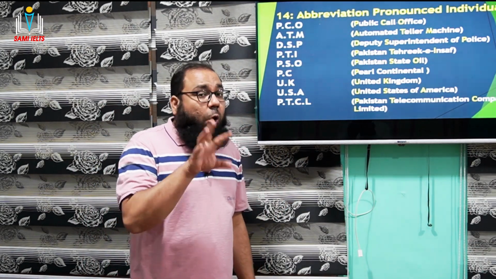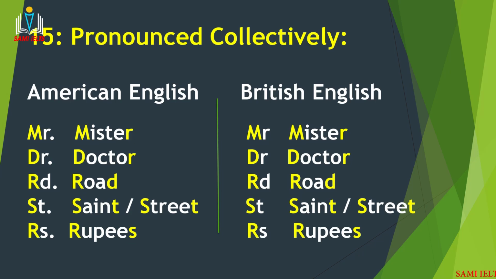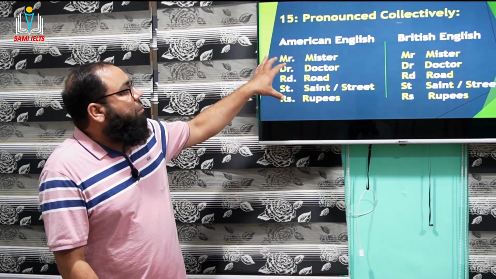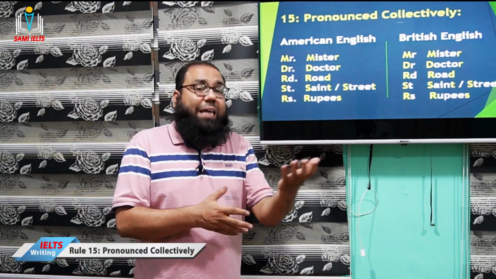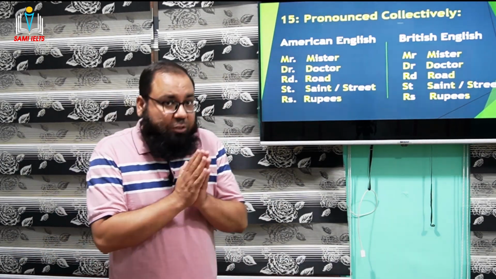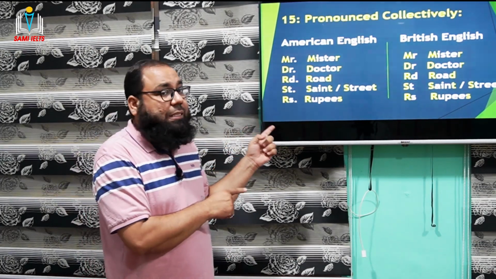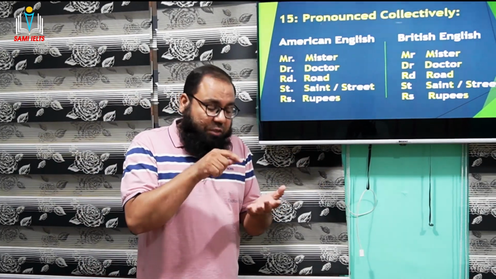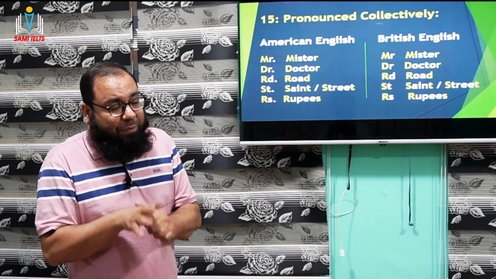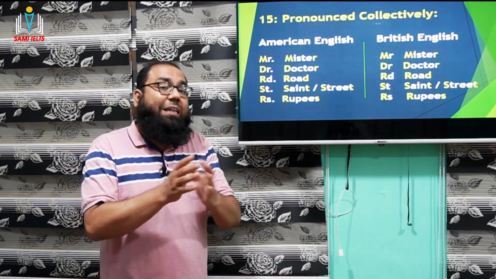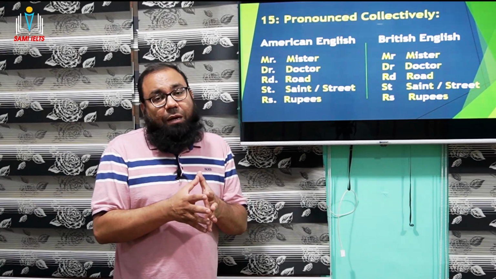Now, guys, remember, we have some exceptional cases as well. We have some exceptional cases in individual abbreviations, but before we discuss that, let's discuss rule number 15. Rule 15 is that those abbreviations which are pronounced collectively are not pronounced individually.